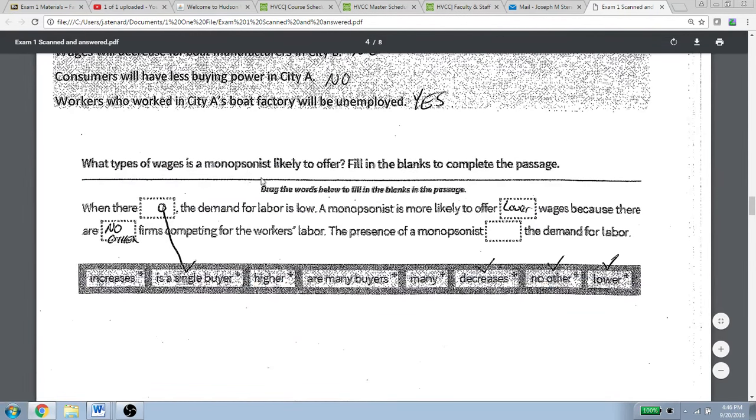What types of wages is a monopsonist likely to offer? Now, you've probably learned that a monopsonist is in fact a single buyer. So when there is a single buyer, the demand for labor is low. A monopsonist is more likely to offer lower wages because there are no other firms competing for the workers' labor. The presence of a monopsonist decreases the demand for labor.